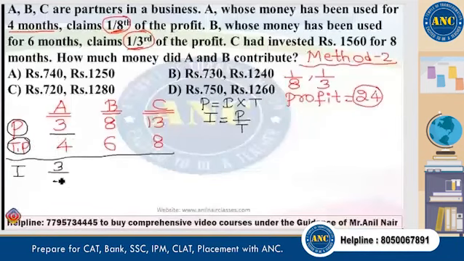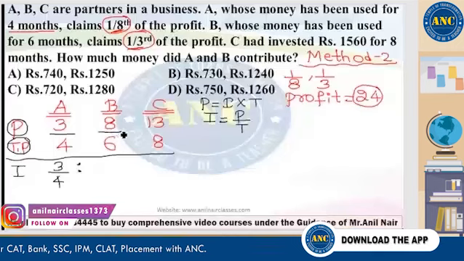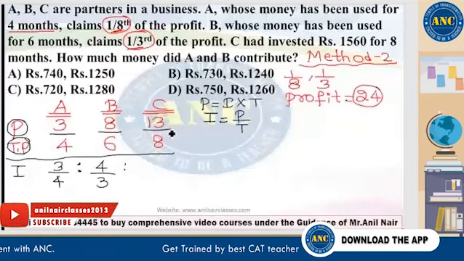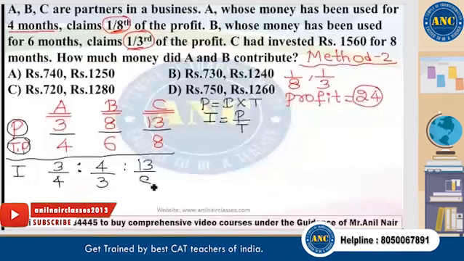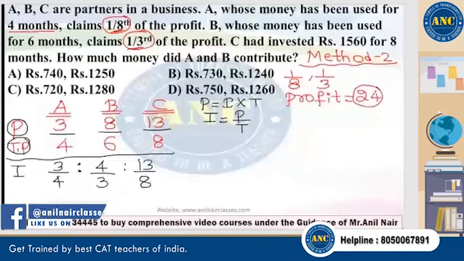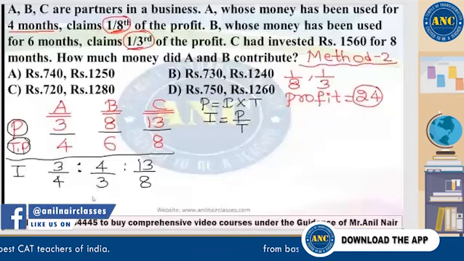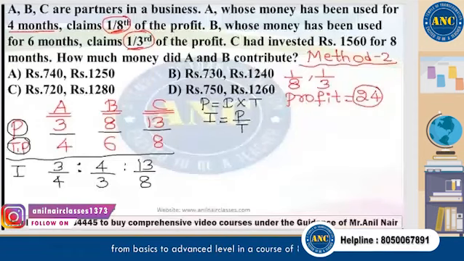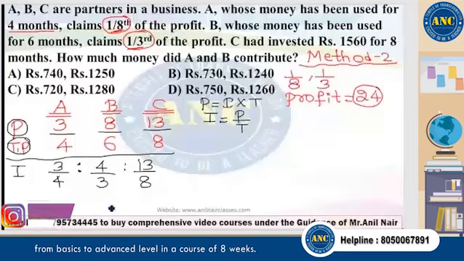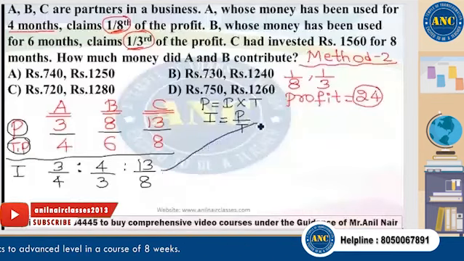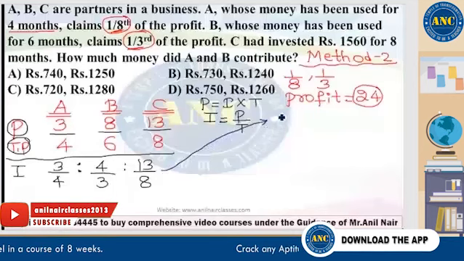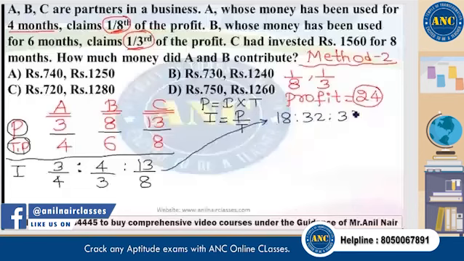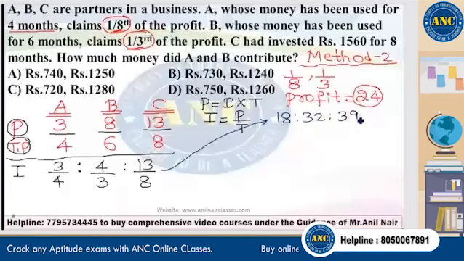So A's investment is 3/4, B's investment is 8/6, which is 4/3, and C's investment is 13/8. But I don't like to keep the investment ratio in fractions. I want to convert it to whole numbers. I already taught you how to convert a fractional ratio to a whole number ratio. If I convert it, I will get the investment ratio as 18:32:39.